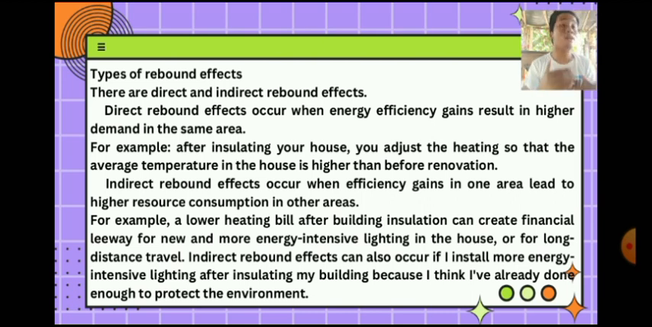And we can connect it also to the concept of direct rebound effects. So for example, after insulating your house, what do you mean by insulating? It's maintaining the heat and the coldness of an area or your house. You adjust the heating so that the average temperature in the house is higher than before renovation.